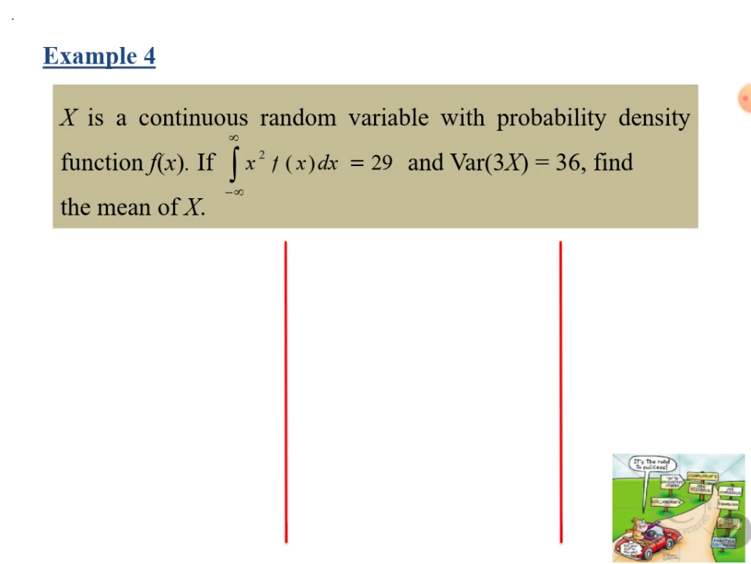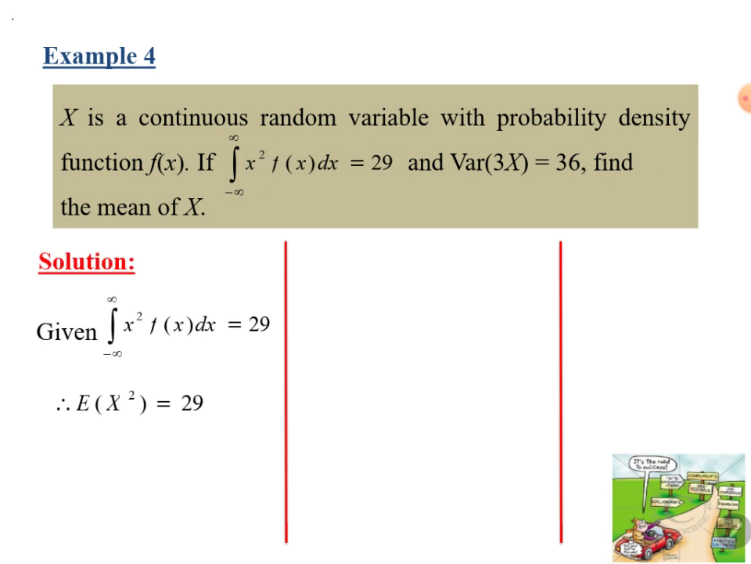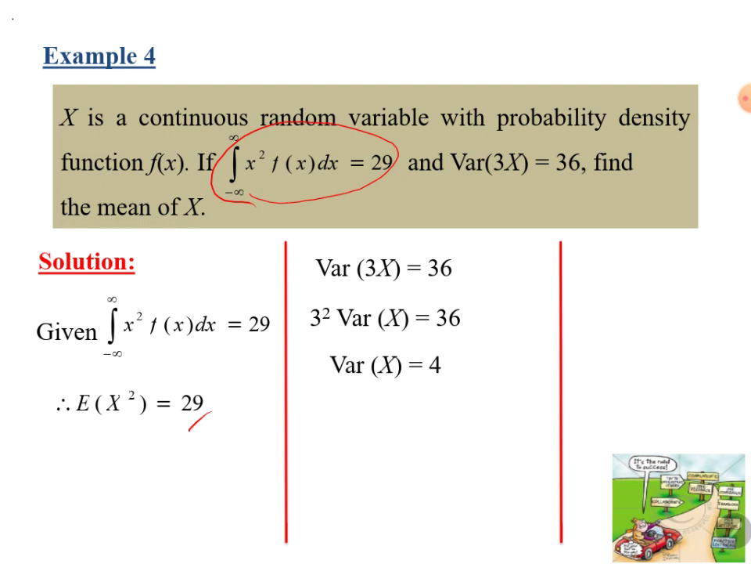So how to find the mean of x? We can find the mean of x by using the formula of variance, because what we have here is actually the expected value of x squared. So the expected value of x squared is given in the question, which is equal to 29. And then the variance of 3x equal to 36 is equal to 3 squared times the variance of x. So 9 times the variance of x is 36, so the variance of x is equal to 36 divided by 9, which is equal to 4.